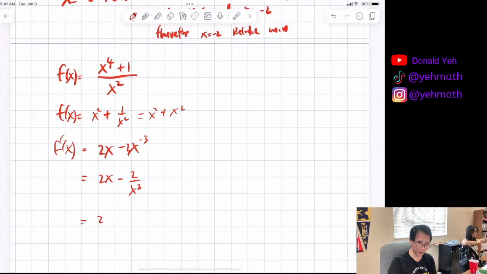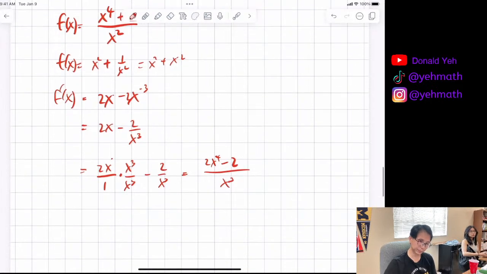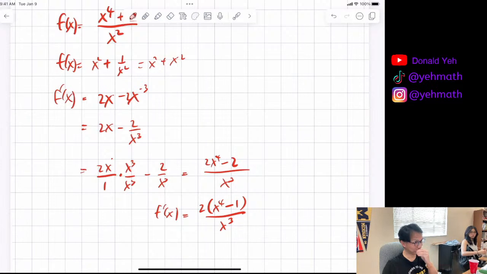So it would be 2x over 1 times x to the third over x to the third, minus 2 over x to the third. You need it like this. And then you can factor the 2 outside to get x to the 4 minus 1. Is that okay? Can I factor more?